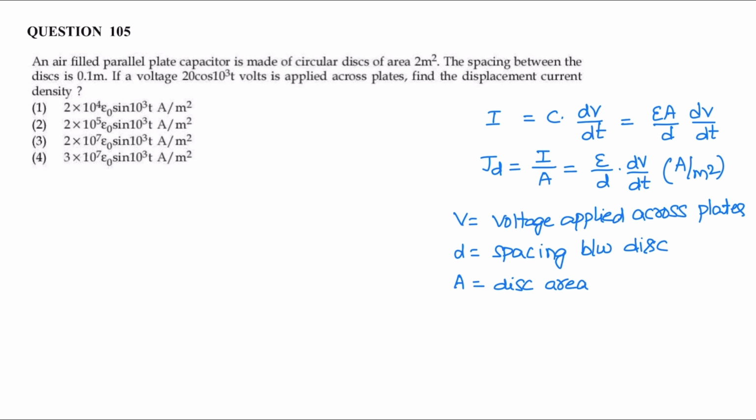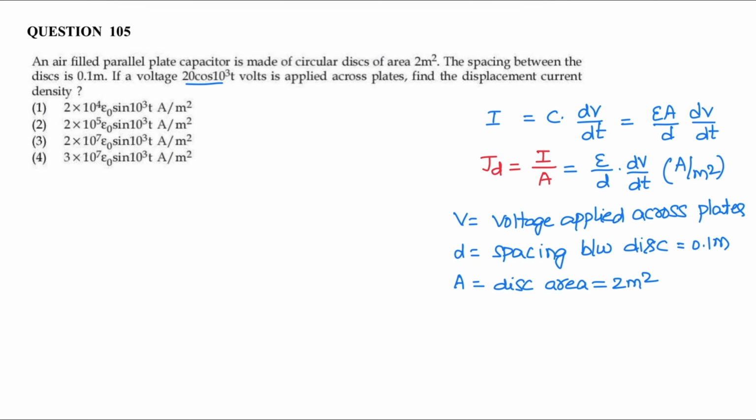So current density is current per unit area. Therefore, displacement current density JD is epsilon by d dV by dt ampere per meter square, where V is the voltage applied across the plates. The applied voltage is 20 cos 10 cube t. d is the spacing between the discs, and the spacing value given is 0.1 meter. A is the area of the disc, and the disc area is 2 meter square.